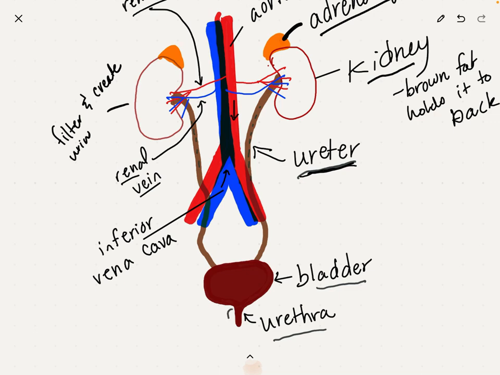So for women, the urethra is shorter. For a male, it's a lot longer because it has to go through the penis. Some issues with this system would definitely be kidney stones. Okay. Another one would be, it's a long word, but it really means like kidney failure. Glomerulonephritis. Okay. UTI, those would be probably the most common issues with your system.